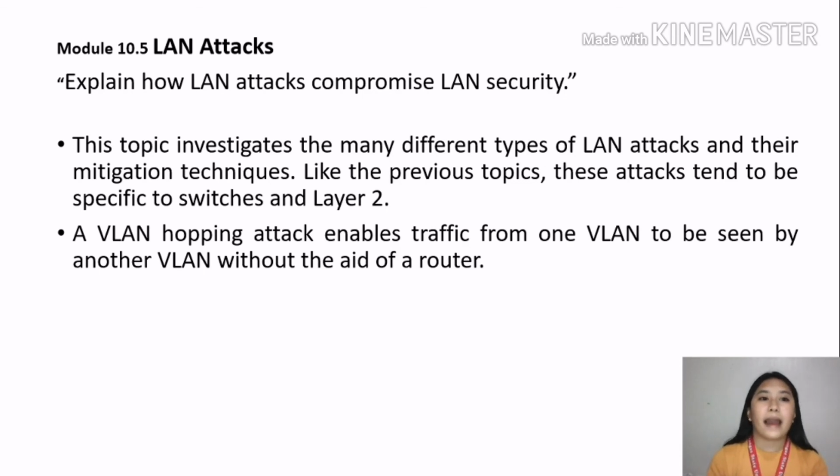Module 10.5, LAN attacks. Explain how LAN attacks compromise LAN security. This topic investigates the many different types of LAN attacks and their mitigation techniques. Like the previous topics, these attacks tend to be specific to switches and Layer 2. A VLAN hopping attack enables traffic from one VLAN to be seen by another VLAN without the aid of a router.